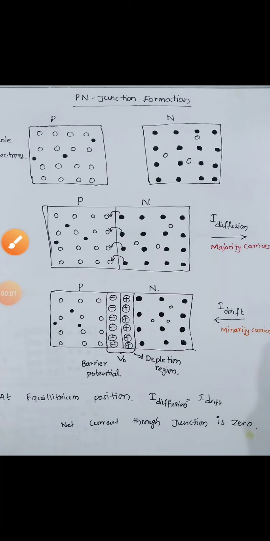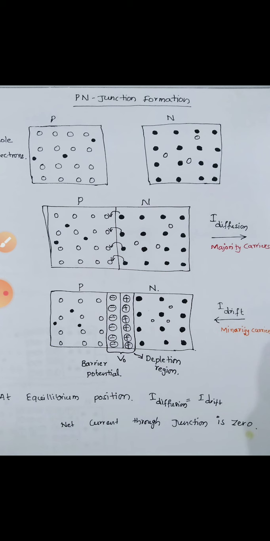Hello students, in this video we'll learn about formation of PN junction. When a p-type material and n-type material are suitably joined together, they form a junction at the point of contact, that is called PN junction.